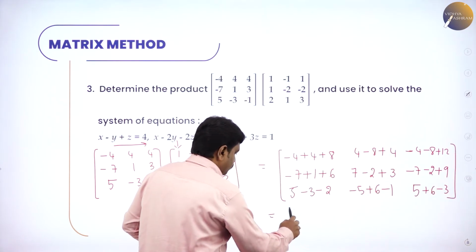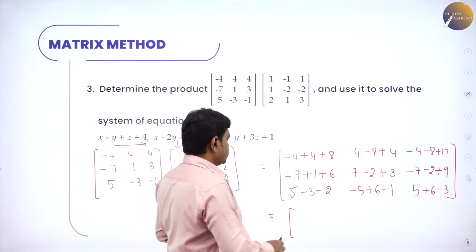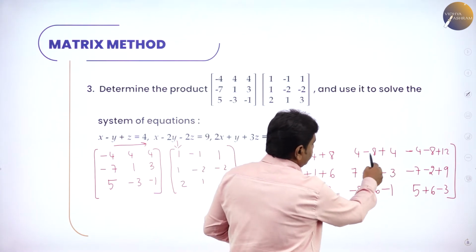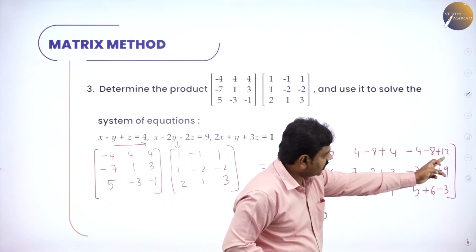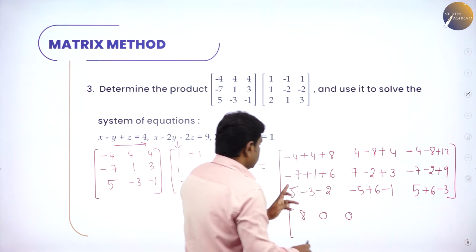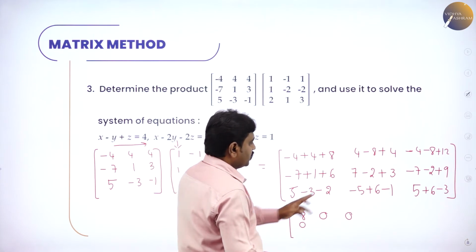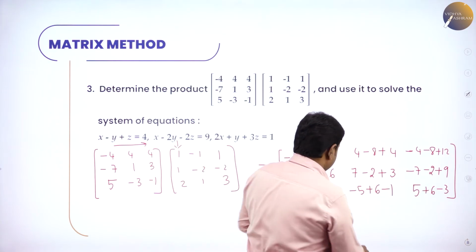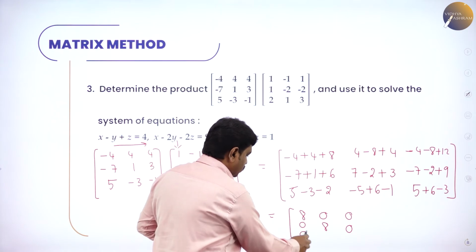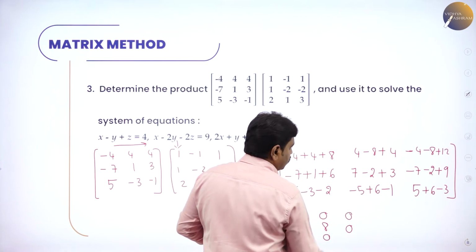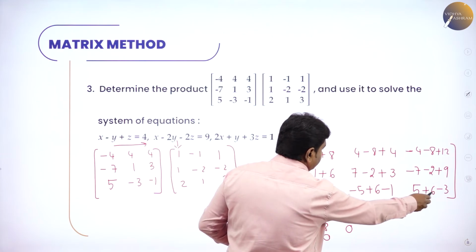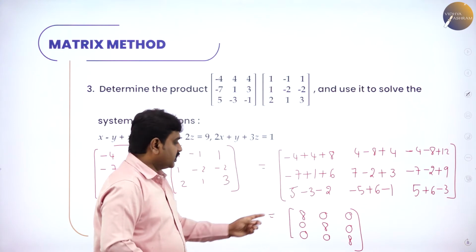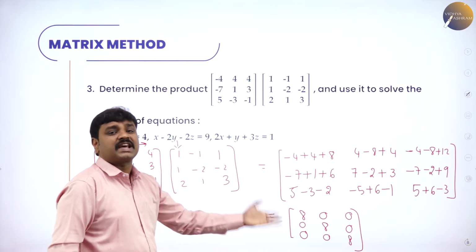Simplify this. 8 minus 8 plus 4, 12, plus 4 minus 4 cancels, it is 8. This 4 plus 4 minus 8 is 0, then 12 minus 12 becomes 0, then 6 plus 1, 7, minus 7 is 0, then 7 plus 3, 10, minus 2, 8, minus 7, this will become 0, and this will also become 0. This will become 8, plus 6 minus 3 is 3, 8 again. Observe, we got 8, 0, 0; 0, 8, 0; 0, 0, 8.